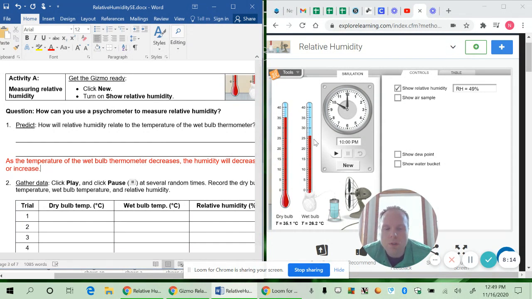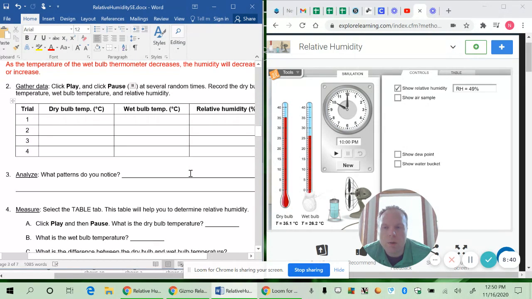So as this temperature drops, what do you think is going to be happening to the humidity in the atmosphere? Do you think that's going to tell us that there's more moisture and water vapor in the atmosphere or less? So you can't get this one wrong. It's just a prediction. So go ahead and click pause on the video. Think about what your prediction is, write it down, and then click play on the video when you're ready to go again.